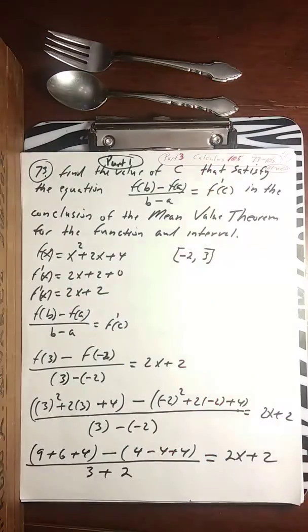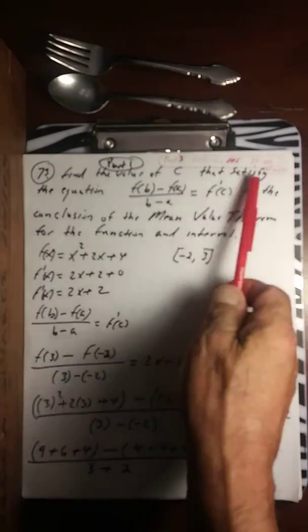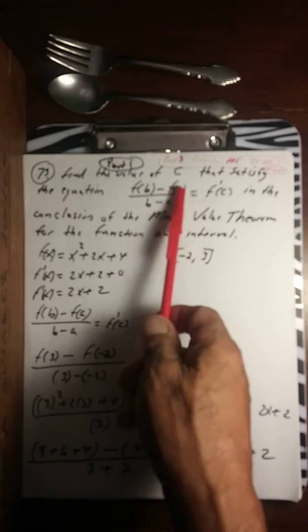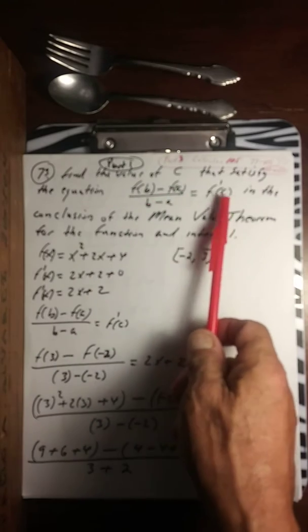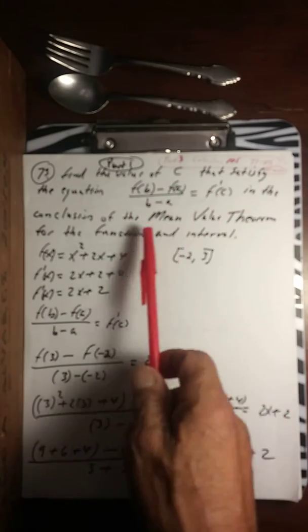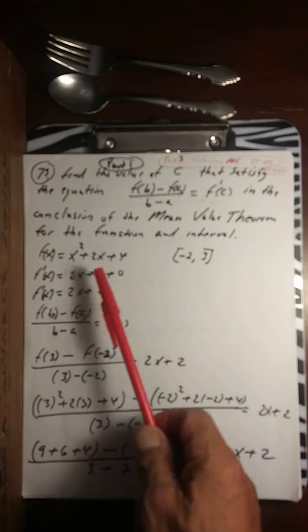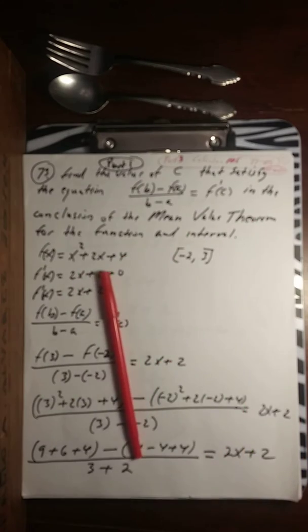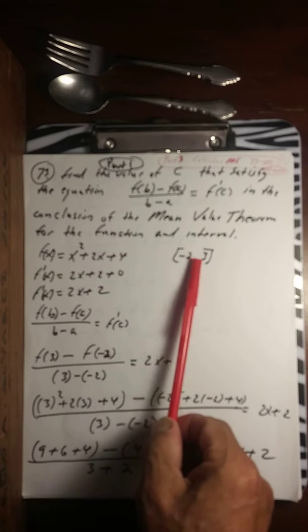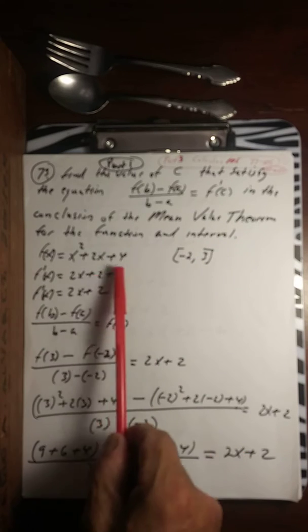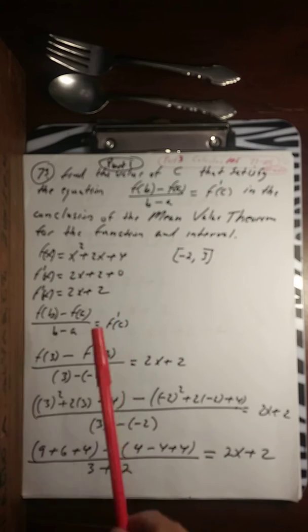It says, find the value of c that satisfies the equation (f(b) minus f(a)) over (b minus a) equals f prime of c, in the conclusion of the mean value theorem for the function on an interval. So now we have f of x equals x squared plus 2x plus 4 on this interval. The derivative is 2x plus 2.